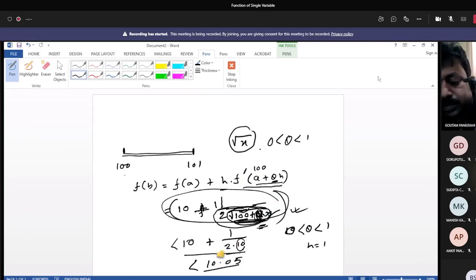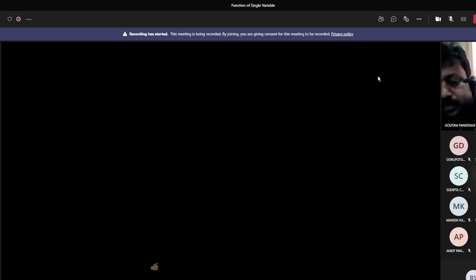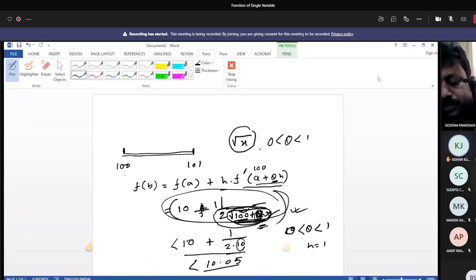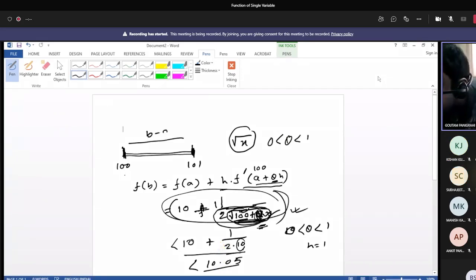Sir, in the previous proof of the mean value theorem, what does A stand for? A is the initial point of the interval, B is the final point of the interval, and the interval is B minus A. Capital A is a constant value, and you have the freedom to supply it.